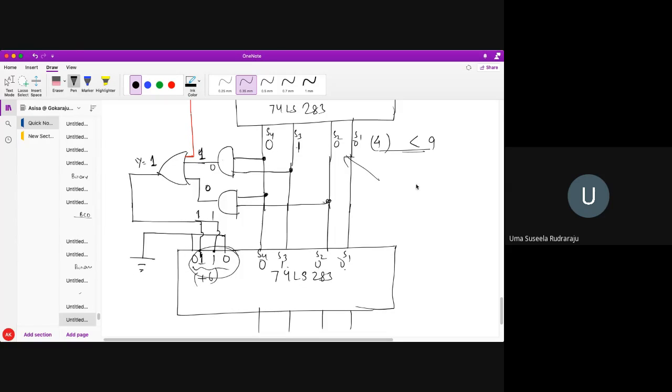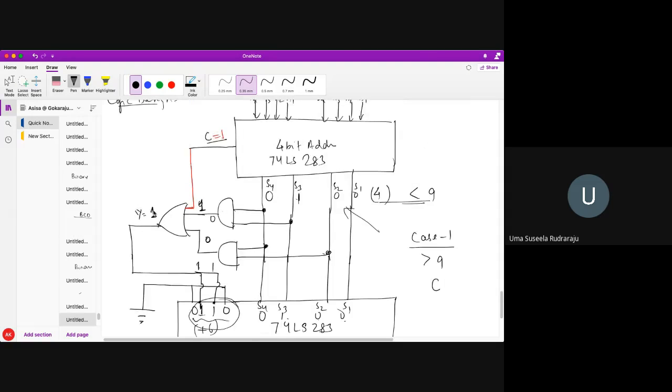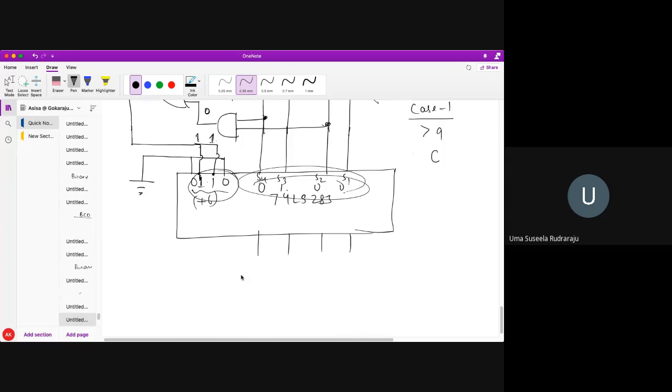Do you all understand that there are two cases I have explained? One is greater than 9 and one is having carry. So if there is carry, also we need correction. So y equal to 1, so it becomes 1 1. So it's going to add with the result 0110 to get the final sum. Okay, so here we'll get the actual BCD addition result.